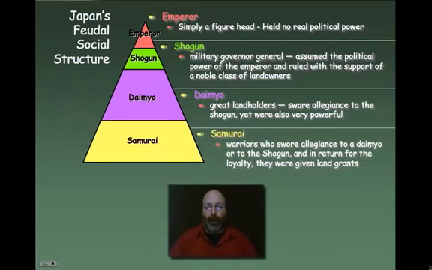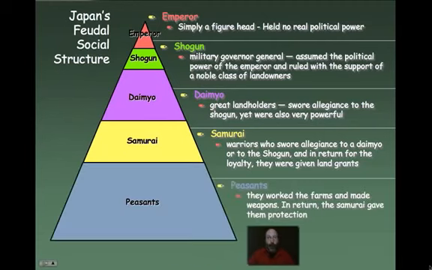The next group are the samurai. These are the warriors who swore allegiance to a daimyo or to the shogun, and in return for that loyalty, they were given land grants as well. So the samurai are the equivalent of knights in Europe, right? They're the guys that go do most of the fighting. So if we look at this chart, the emperor's a figurehead, but the shogun, daimyo, and the samurai are all very similar to what we see in a European system, where the emperor is at the top, followed by the nobles, the church officials, and the knights. So the top part of the Japanese chart looks an awful lot like the European chart. Again, maybe 10% of the population is making up this group of people.